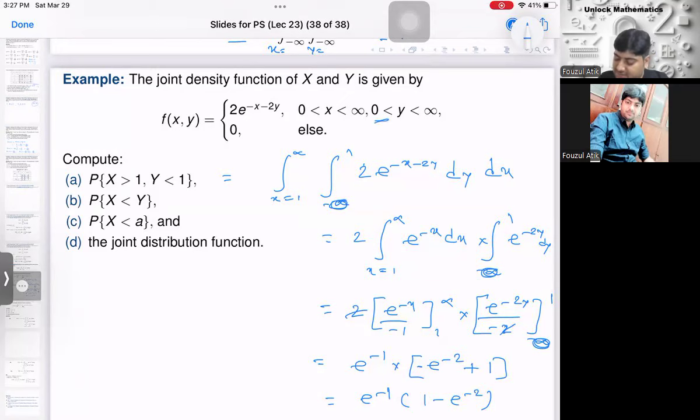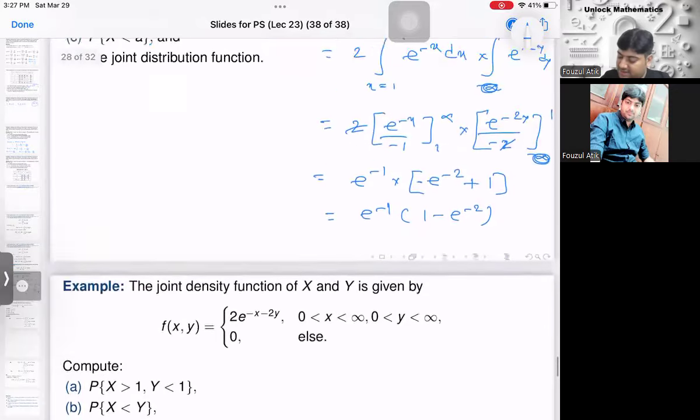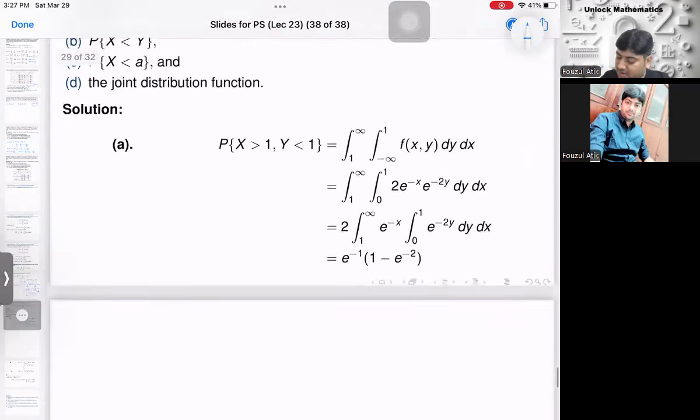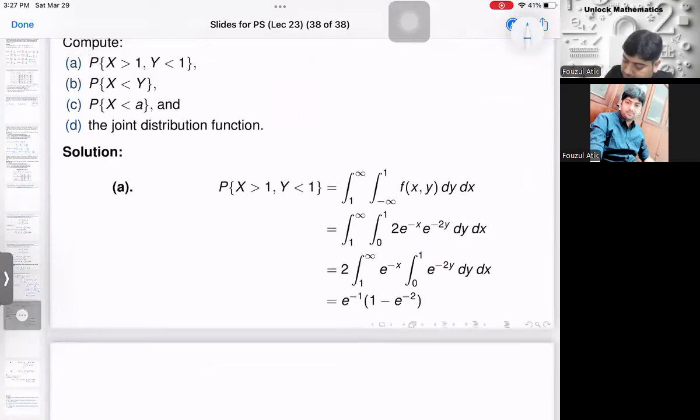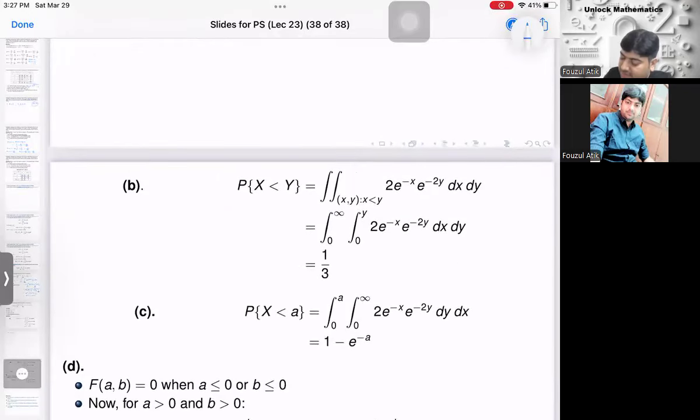Similarly, we can calculate this value and other values as well. So how can we calculate x less than 2? P of x less than 2, x less than y. I just wanted to show you P of x less than y.